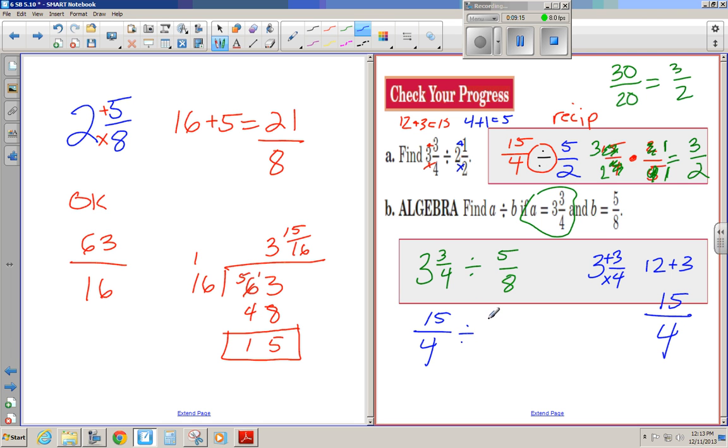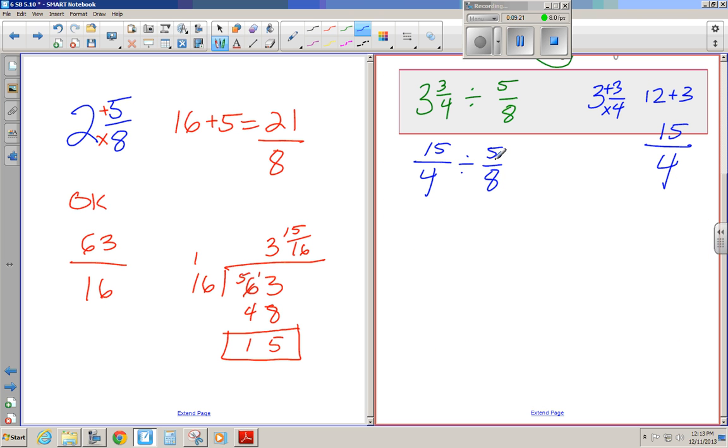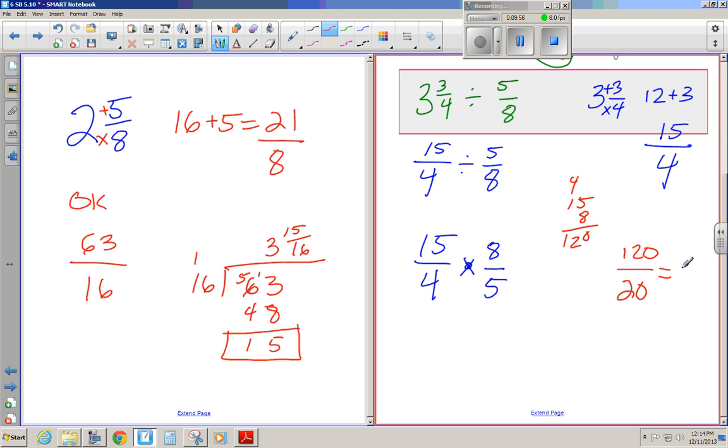You're dividing by 5/8. And now this problem is just like the last section. Dividing by a fraction, multiply by its reciprocal. Either multiply the numerators, 15 times 8, and this is why this weighs a little bit more difficult sometimes. So it's 120/20, which reduces to 6.